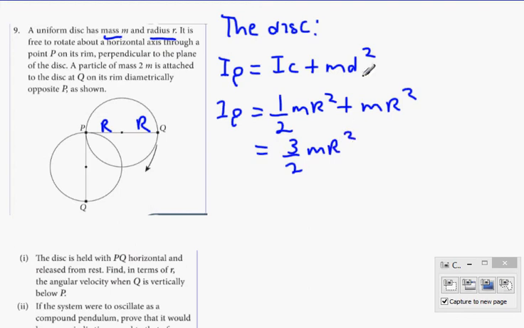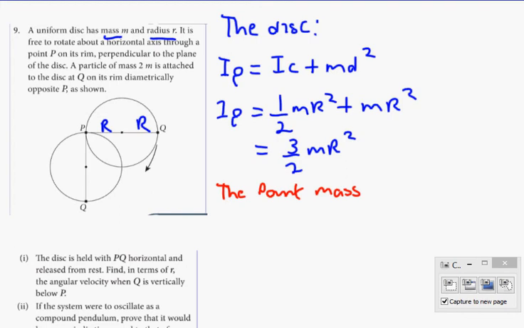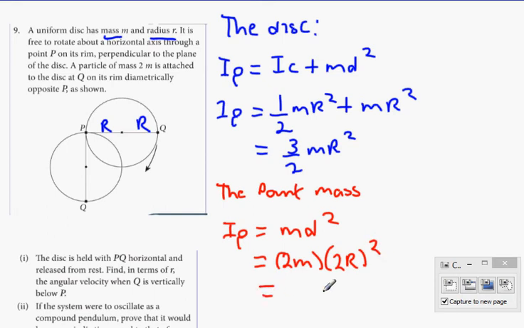Okay, the next one is the point mass. Why do you use parallel axis here and there rather than... I haven't used it yet. So now we're going to the point mass, okay? Now the point mass is always the same formula. For the point mass, its moment of inertia around P is always mass times distance squared. Its mass in this case is 2m and its distance squared is 2r squared. Put all that in and you're talking about 8mr squared.